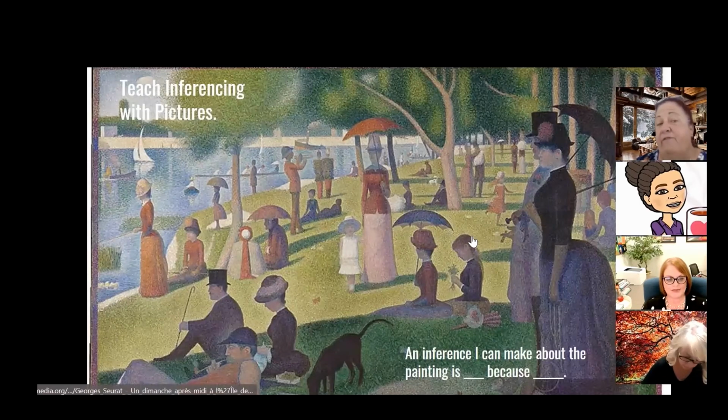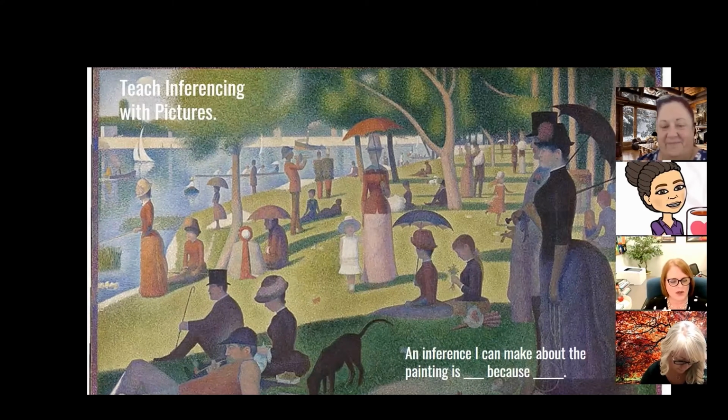So one of my very favorite strategies is teaching inferencing with pictures. But again, when you do this, focus in. Let's see who can make an inference. So we're going to work on time. So can anybody make an inference, willing to unmute and make an inference about time? And when did this painting, what does it represent?